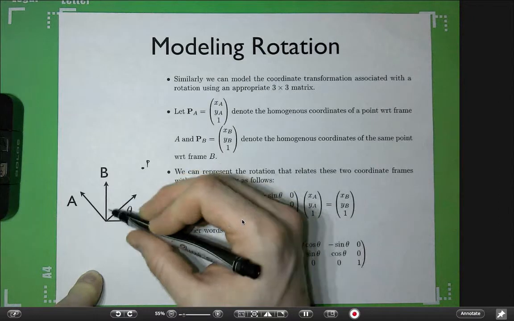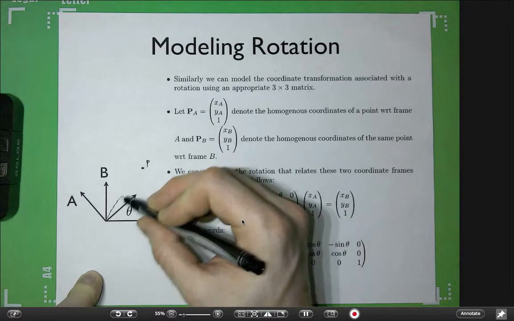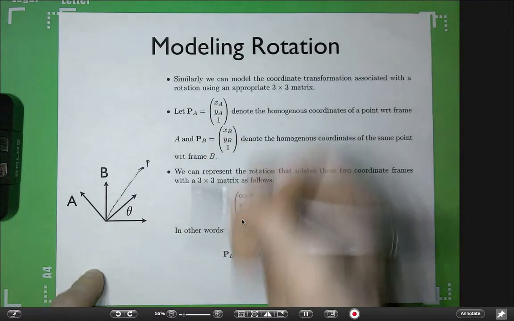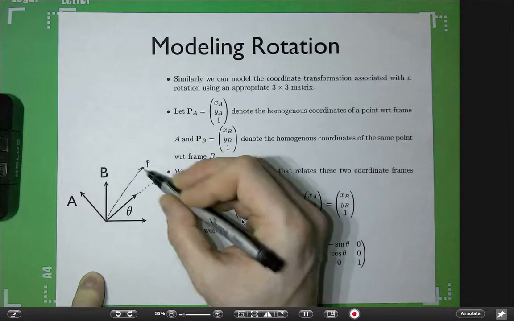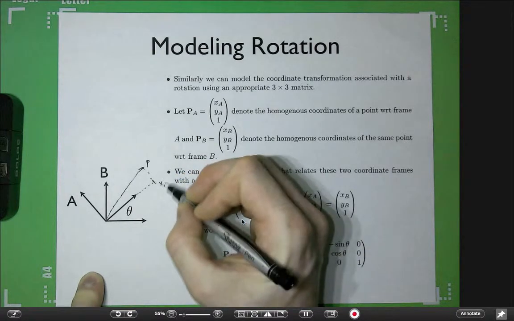Let me try to draw it again. Here it's a little more confusing because the origin is the same. Here I'm basically not using the power of the affine space to translate the origin. So this would be my XA.